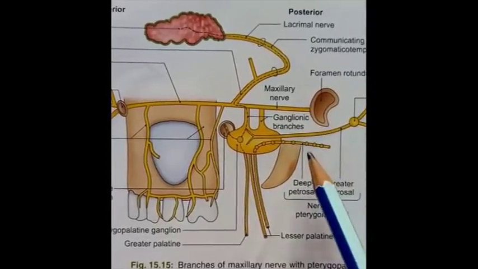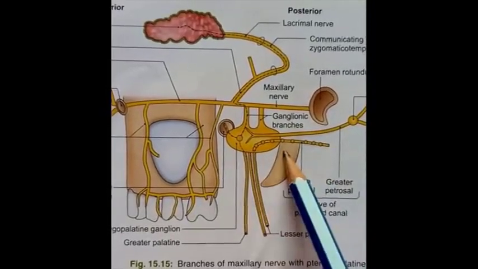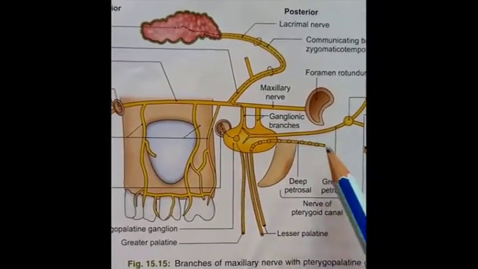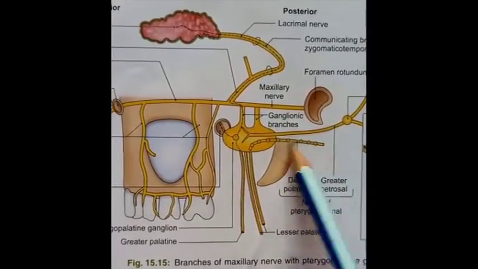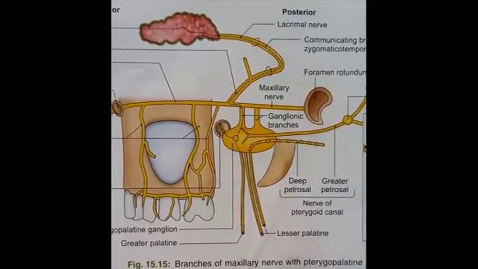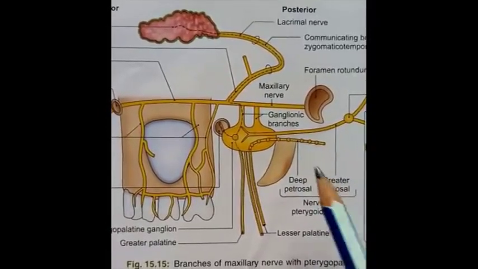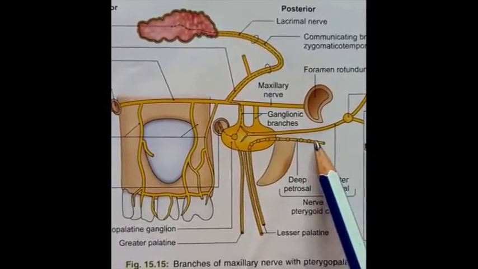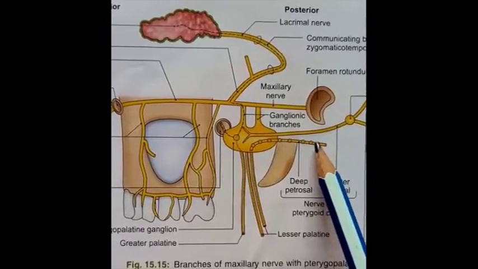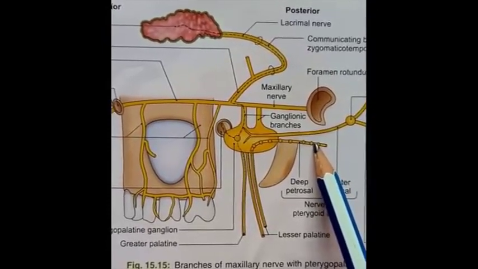The second root is the sympathetic root, which is derived from the nerve of pterygoid canal, and here the nerve of pterygoid canal is the deep petrosal nerve. The deep petrosal nerve arises from the sympathetic ganglion, and it is carrying the nerve impulse from the superior cervical ganglion.